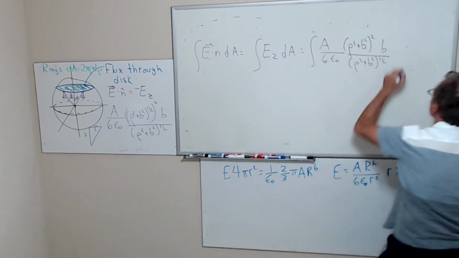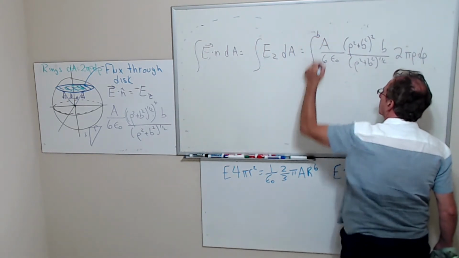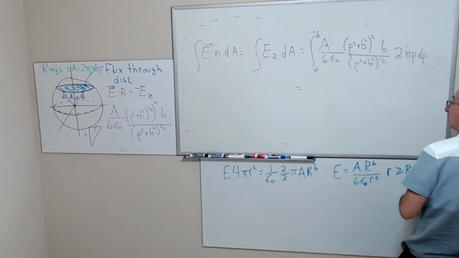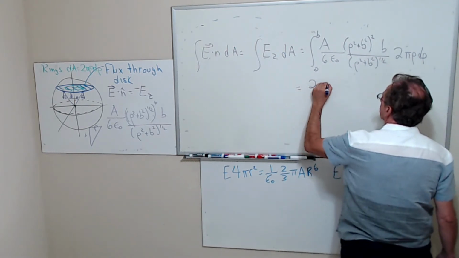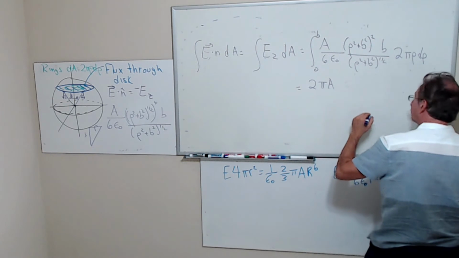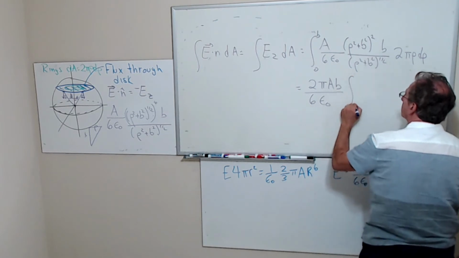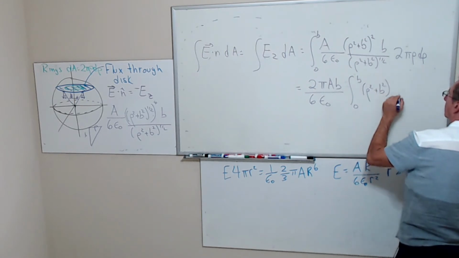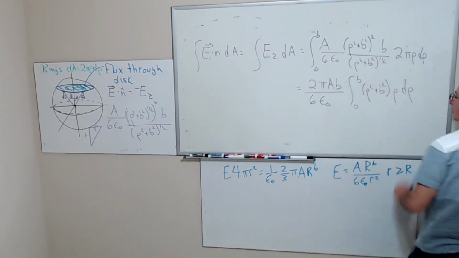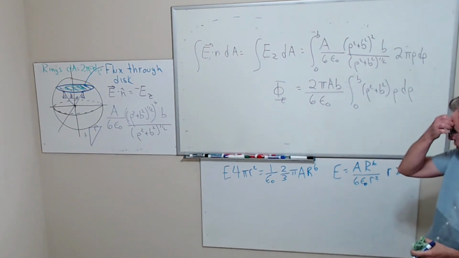And then my dA is 2 pi rho d rho. And my integral from 0 to b. When I simplify this, I'm going to get the following. Two pi a b over 6 epsilon naught times the integral from 0 to b. And that's going to give me my flux through that blue disk. Okay, so that was a little bit more challenging problem.